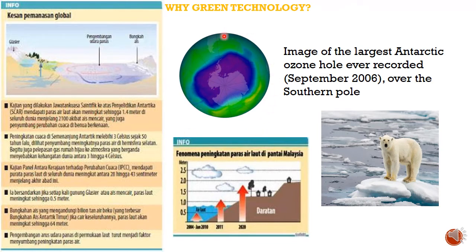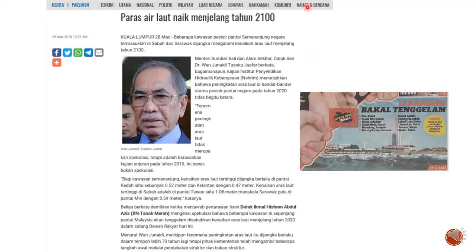So this is an image captured in September 2006 in Antarctic. This is basically a hole, ozone hole, that is recorded due to this temperature increase, or this greenhouse effect. So we need to do something. This is just an article that I found regarding the issue.